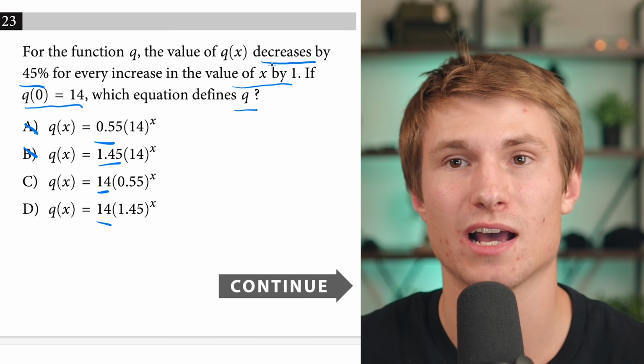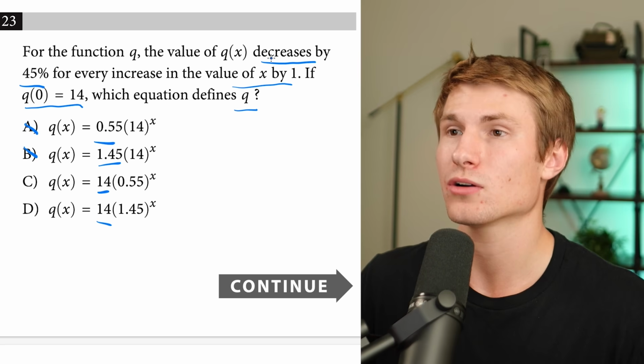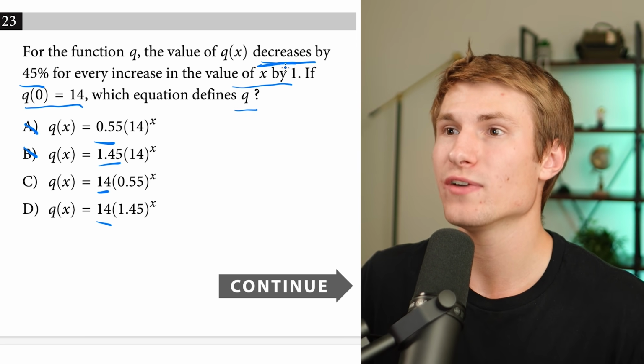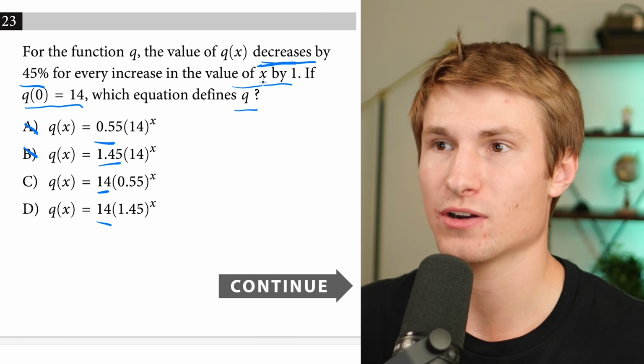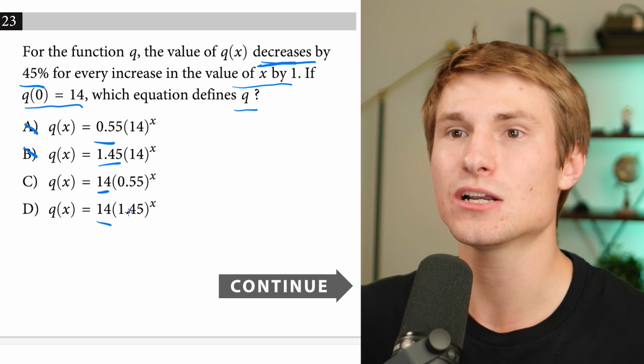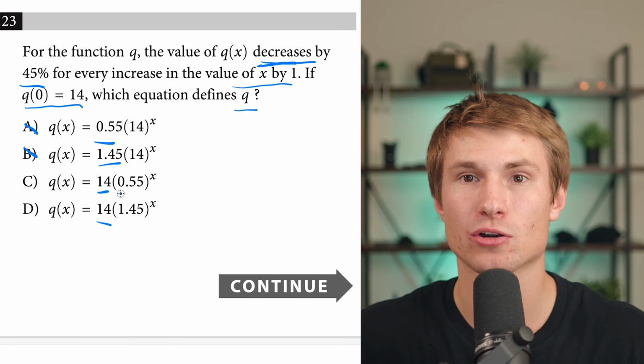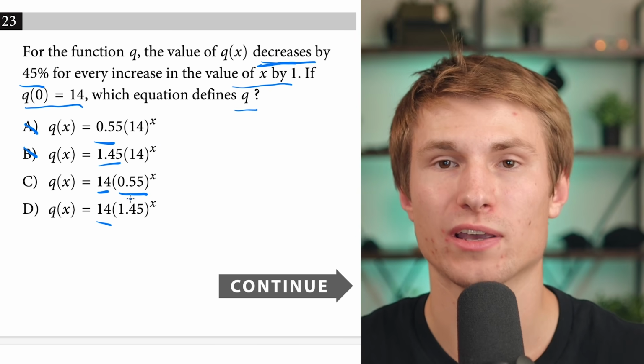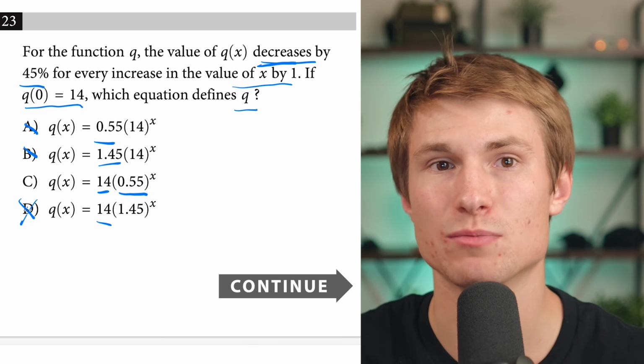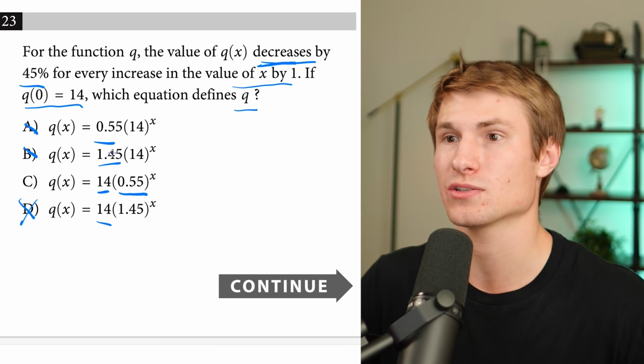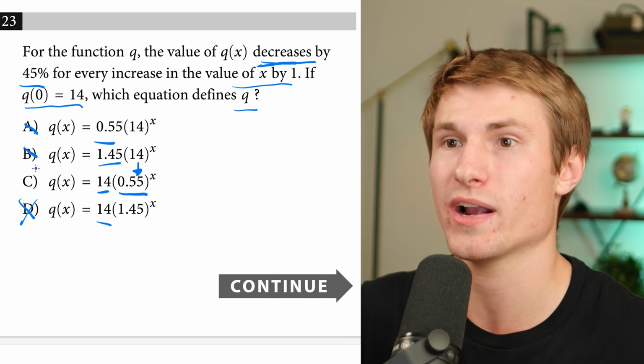So we can get rid of A and B because their initial values are not 14. Next thing we need to recognize is our growth rate, okay, or our growth factor. We have q of x decreasing by 45% for every increase in the value of x by 1. If we're decreasing by 45%, that means our growth factor is 0.55. Okay, we're not getting bigger. Answer choice D would mean that we are increasing. We're decreasing, so that growth factor has to be less than 1. So our answer there is C.